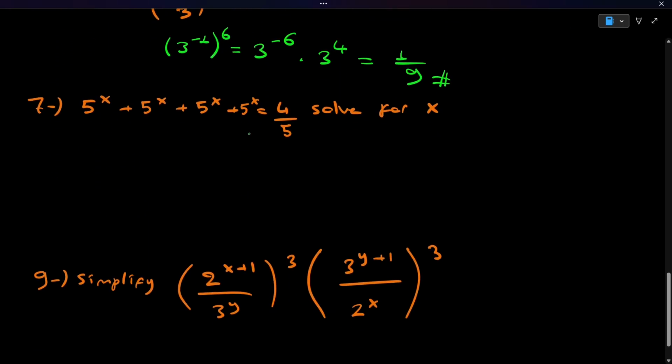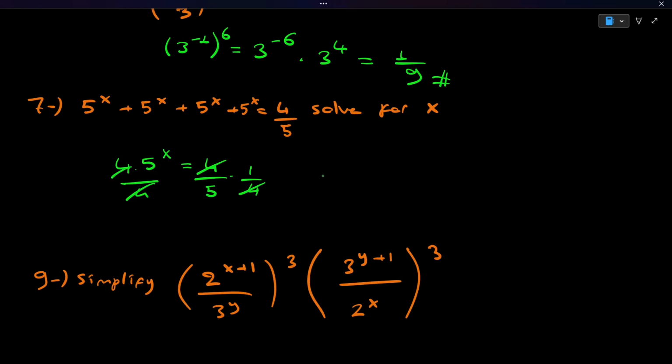5 to the x plus 4 times 5 to the x is equal to 4 over 5. Solve for x. Instead of this, we will write 5 times 5 to the x... 4 multiplied by 5 to the x is equal to 4 over 5. I will divide both sides by 4. So now 5 to the x is equal to 1 over 5. From here, x is equal to negative 1.